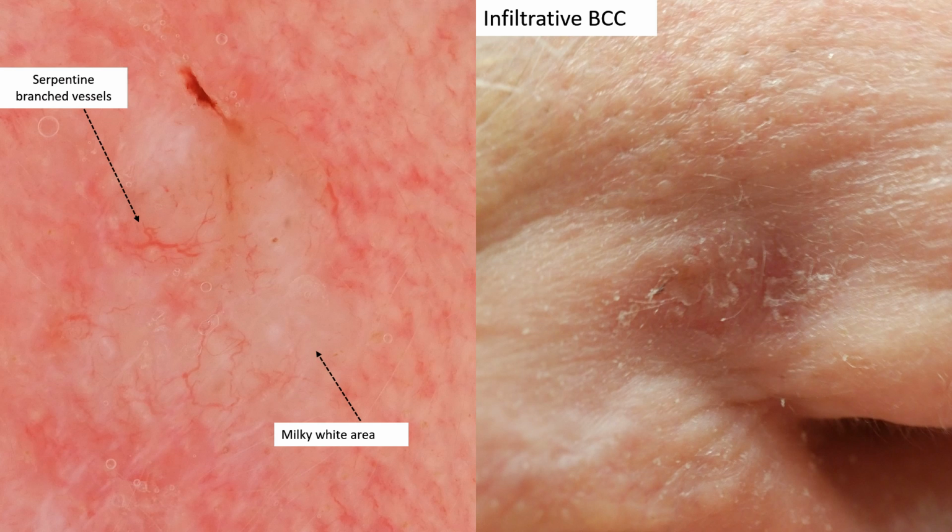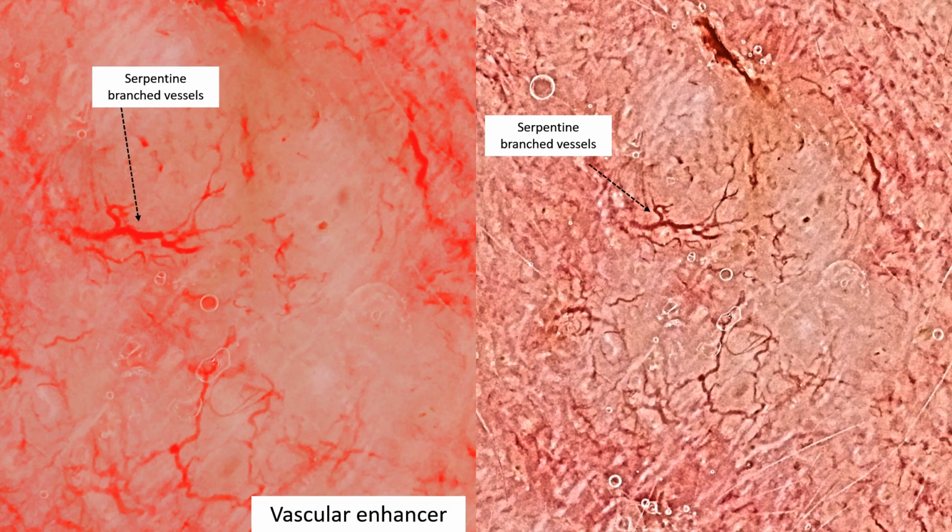In this particular case, in the alar groove, in the contact polarized mode, we have these serpentine branch vessels and milky white area, also characteristic of an infiltrative basal cell carcinoma. If we now utilize the vascular enhancer, these vessels shine up. And you can do this as well with the structural enhancer, where you now see these beautiful serpentine branch vessels.